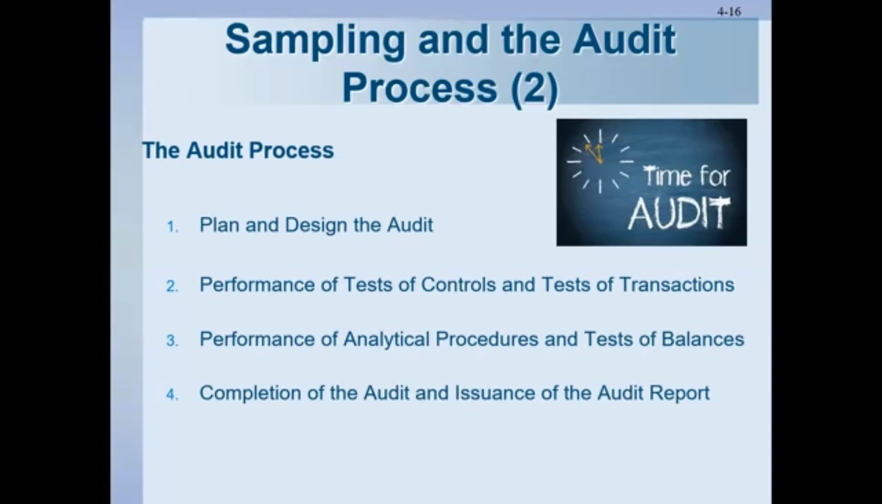That is, the auditor intends to rely on the operating effectiveness of controls in determining the nature, timing, and extent of substantive procedures, or B, substantive procedures alone cannot provide sufficient appropriate audit evidence at the relevant assertion level.